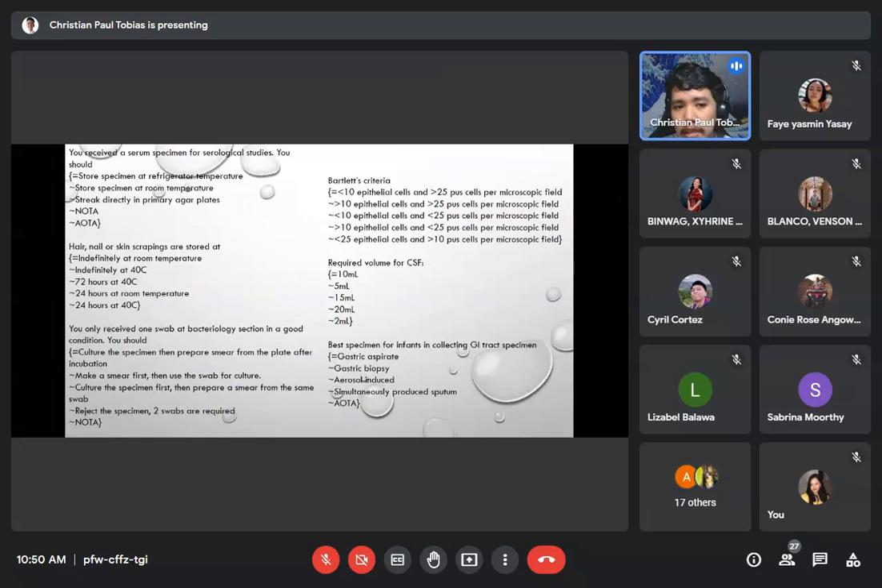So, Bartlett's criteria, okay: less than 10 epithelial cells, greater than 25 pus cells. What if there are more epithelial cells? Then that's no longer sputum. That's saliva already. So, repeat collection. So, required volume for CSF, 10 ml.